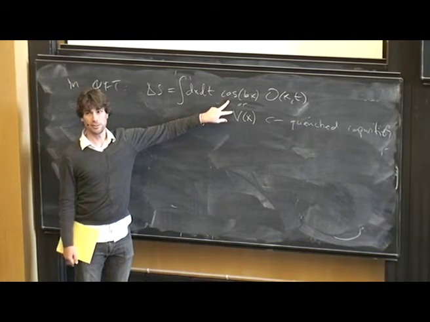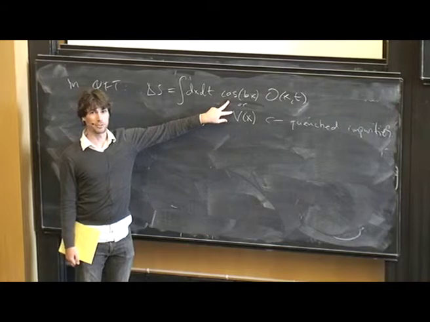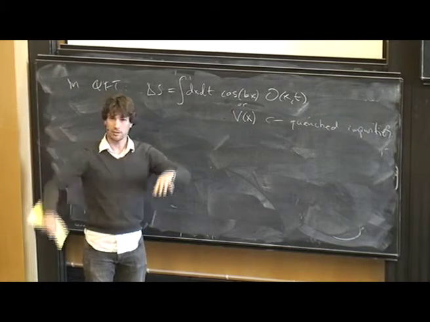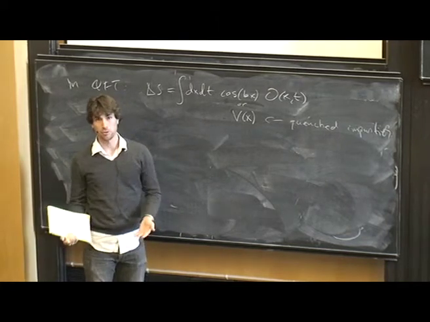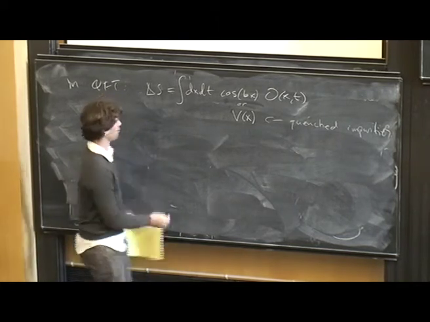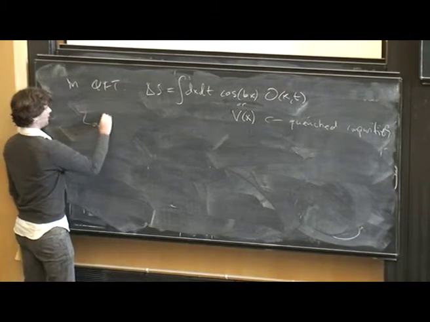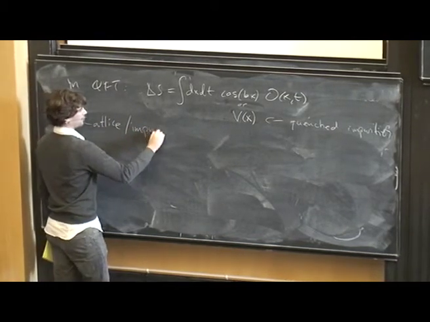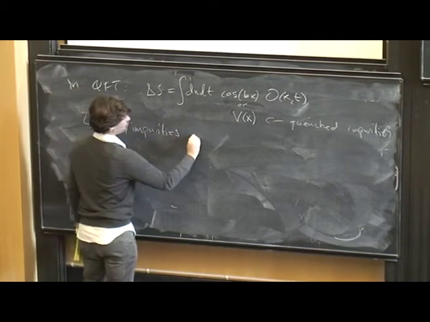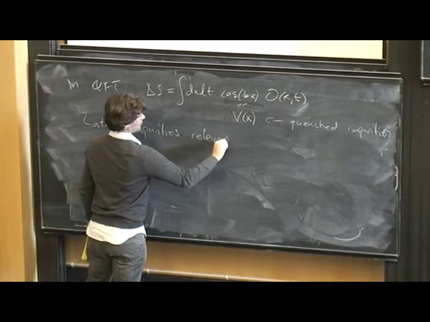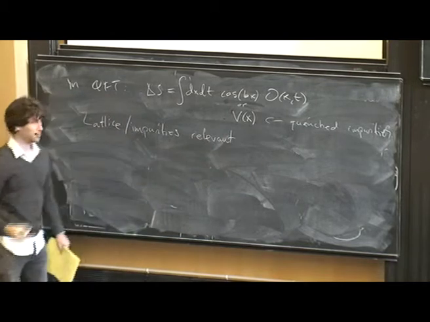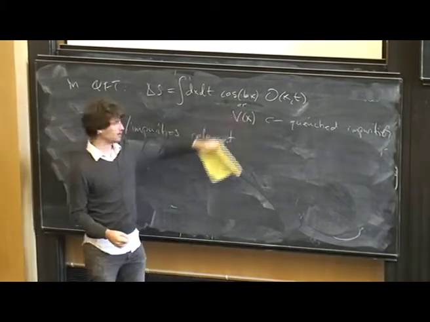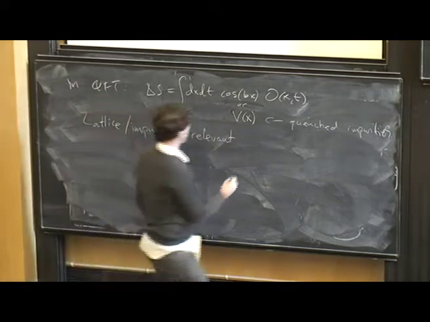If they're relevant, we're probably screwed, because that means that as you flow to low energies, the bumps are becoming bigger and bigger, and you shouldn't use quantum field theory anymore. You should go to some other description. So if the lattice impurities are relevant, I mean this in the technical quantum field theory sense, which unfortunately I don't think I'm going to have time today to actually derive, but there's certain criteria.